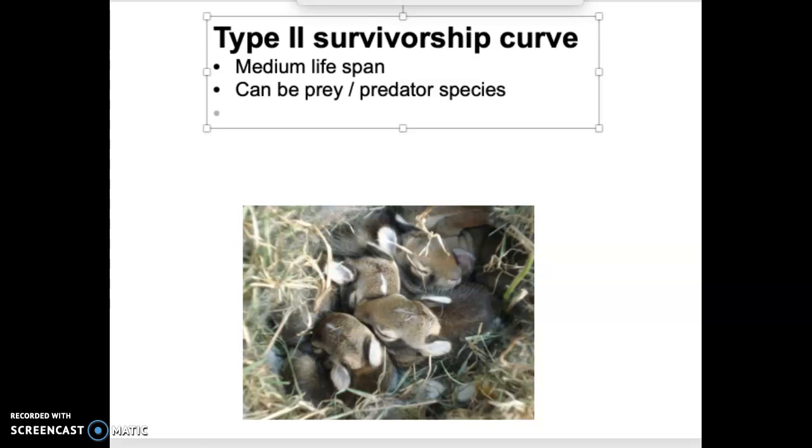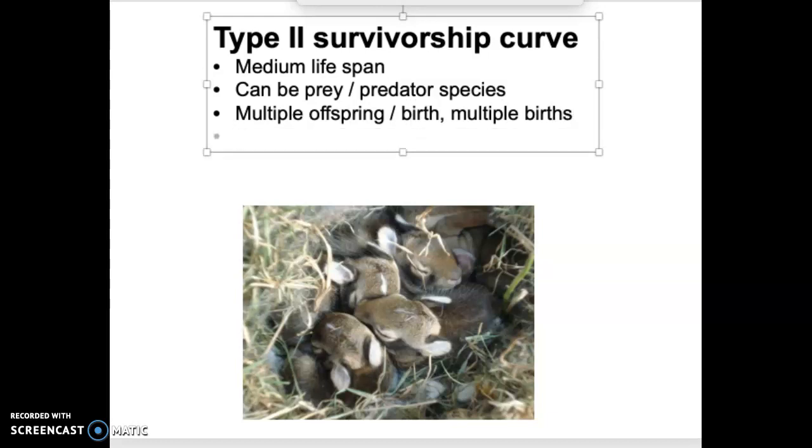When we talk about offspring, they tend to have multiple offspring per birth. They may have multiple births or multiple reproductive events in the course of their lifespan. You know, in the course of one season, Mama Rabbit this year, starting in the spring and going through the summer, might have 2 or 3 litters of rabbits. Each litter might have 6 to 8 babies. So you do the math. Wow, 3 litters, 8 babies. That's 24 potential babies. But a lot of them get killed.